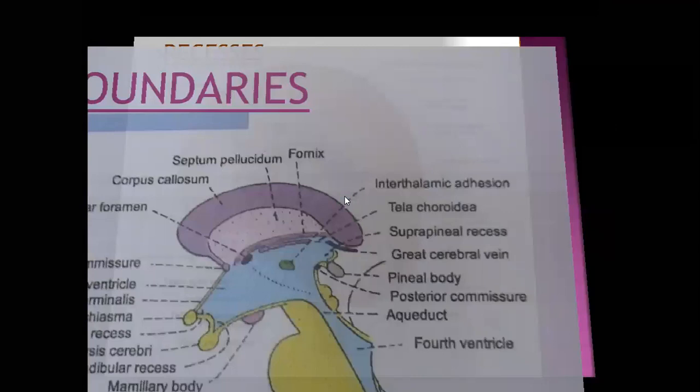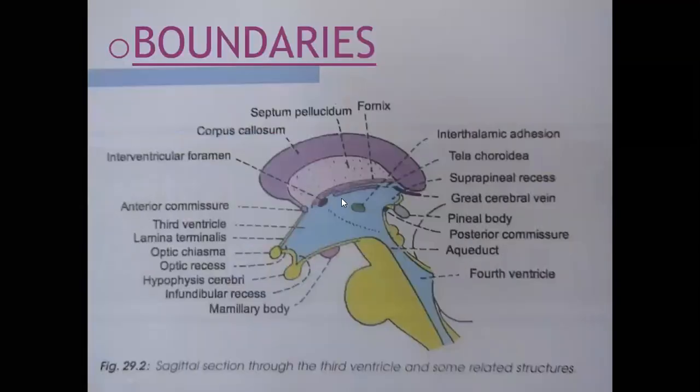Now, this is a diagram by which you can explain the boundaries. Diagram from Thrassia, very easy diagram. This is the third ventricle. So, this is the anterior wall, this is the floor, posterior wall, roof. Now, the anterior boundary of the third ventricle is formed by the anterior commissure. Anterior commissure is a type of commissural fiber, white matter. Then lamina terminalis, white matter.